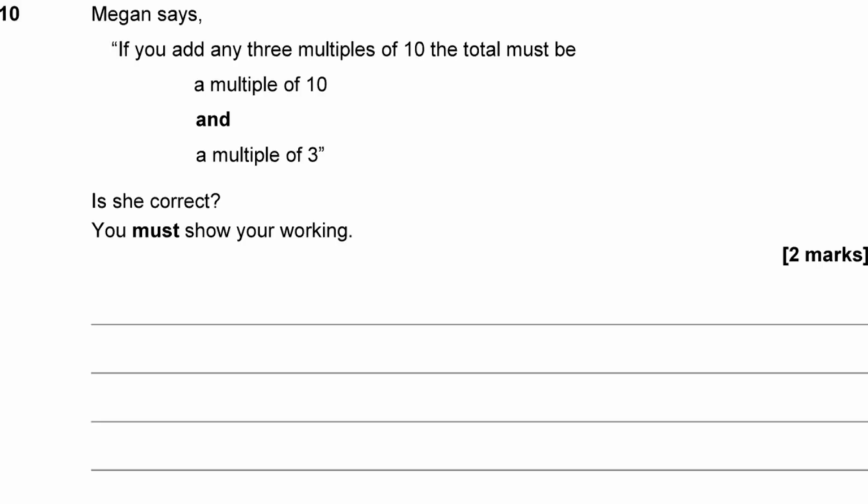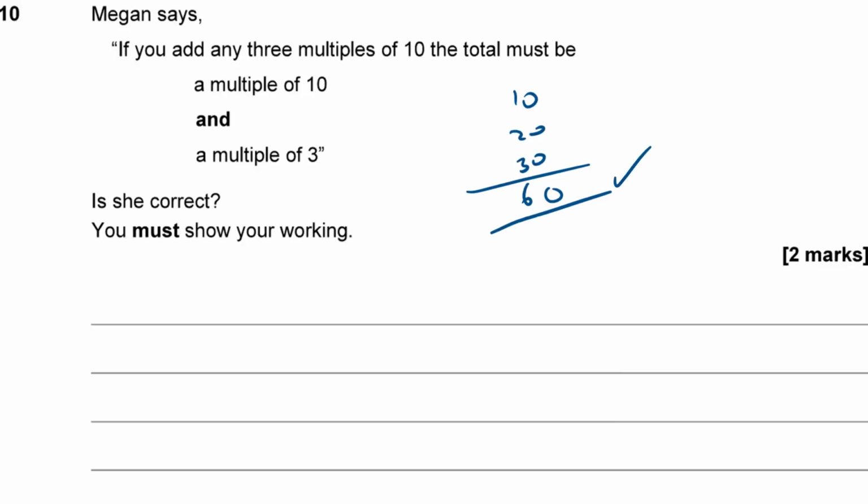Well, let's just try a few examples. So if you add any 3 multiples of 10, so multiples of 10 would be any numbers in the 10 times table. So let's have 10, 20, 30, the first 3. If I add those up, 0, 0, 0, 1, 2, 3, that adds up to 6. So 60. Is 60 a multiple of 3? 60 divided by 3 is 20. So yes, that is a multiple of 3.